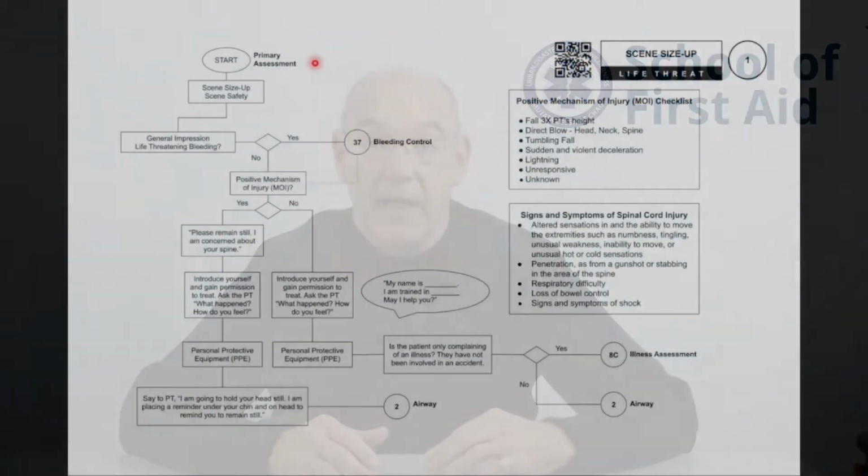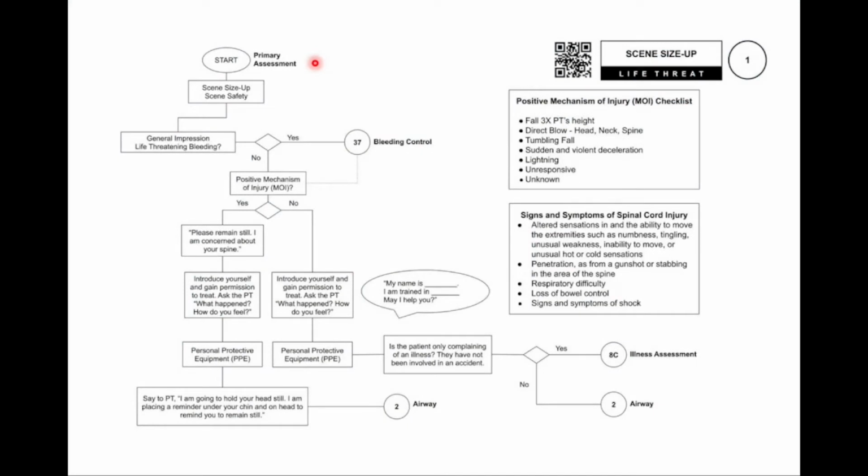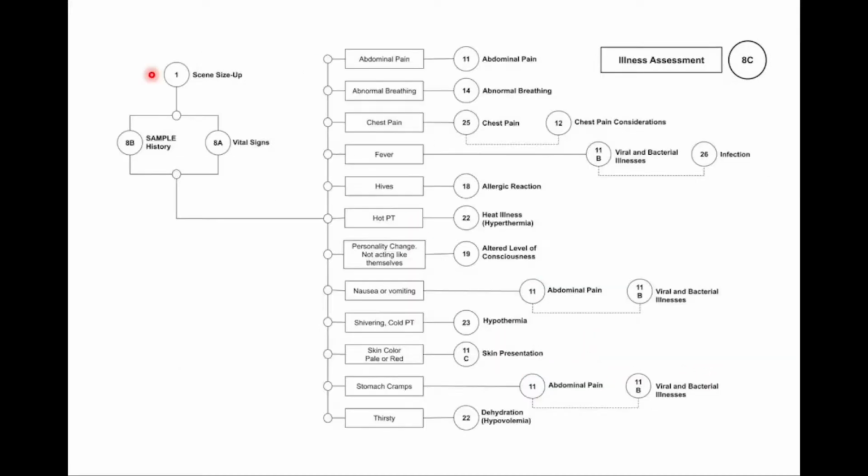If someone is feeling ill and you've been with that person all day and know there's no possibility of a positive MOI, go to the illness assessment on page 8C, perform sample history and record a set of vitals, and take a record of the patient's oral temperature with the thermometer. Once you've collected the patient's sample history and vital signs, and if your patient is presenting with a fever, we have two options to consider: a viral or bacterial illness or an infection somewhere on the patient's body.